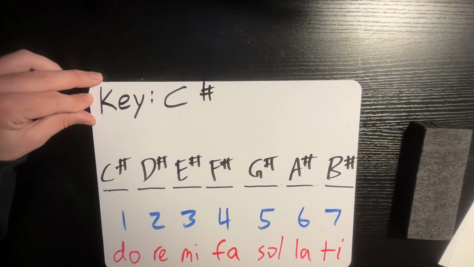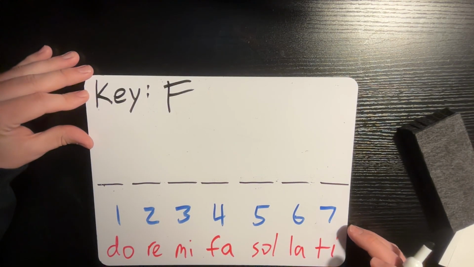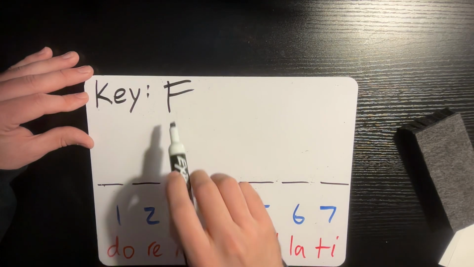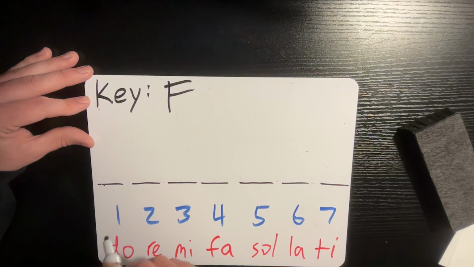All right, there's all of our sharp scales. Let's go to the flat scales now. Okay, this is the first flat key, the key of F major. This is the only flat key with a natural note as the root. So here, we'll see that coming up, actually.